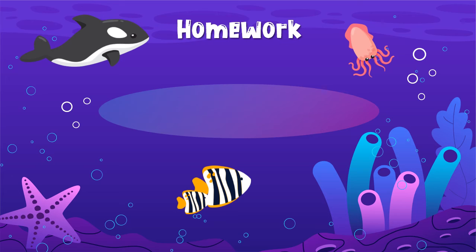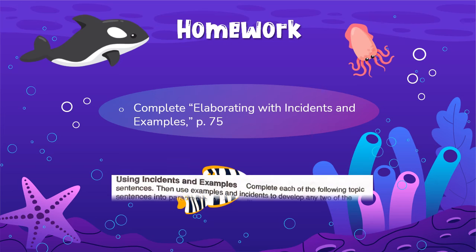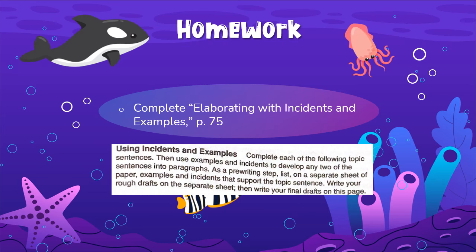So your homework is to do what? It's to complete Elaborating with Incidents and Examples, page 75. To complete each of the following topic sentences. So I believe you have 3 on your paper. Then use examples and incidents to develop any 2 of the sentences into paragraphs. As a pre-writing step, list on a separate sheet of paper examples and incidents that support the topic sentence. Write your rough drafts on the separate sheet, then write your final drafts on this page.